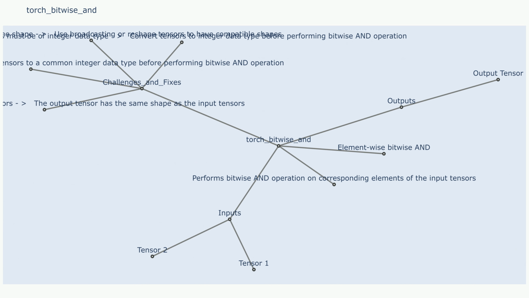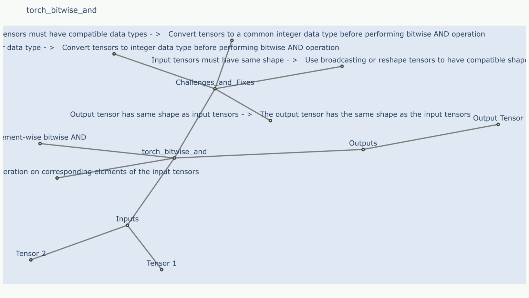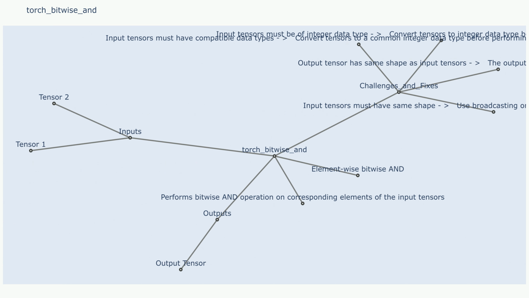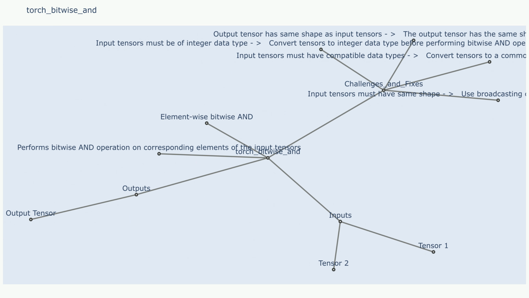Challenge 2, the inputs must have the same size. Sample use case that resulted in challenge 2: trying to perform a bitwise AND operation between two tensors of different sizes. Fixes to challenge 2. Broadcast the smaller tensor to match the size of the larger tensor. Use the torch.broadcast_tensors function to broadcast the tensors before performing the bitwise AND operation.